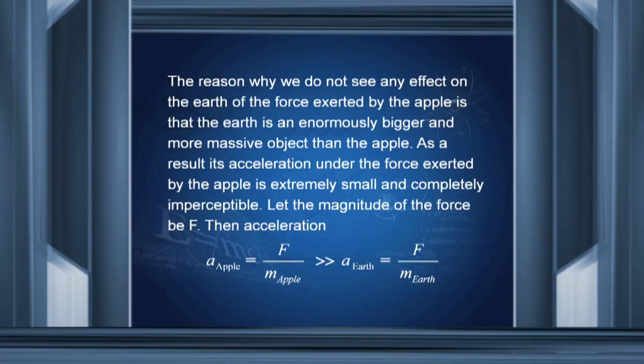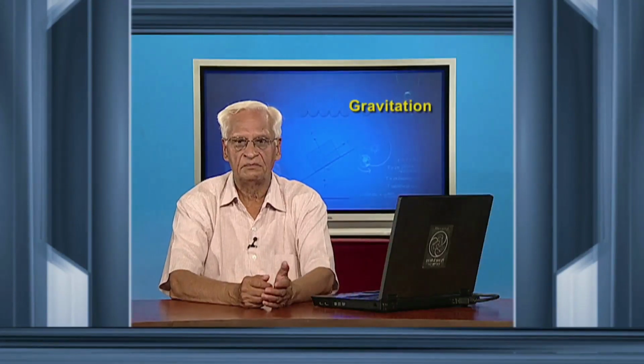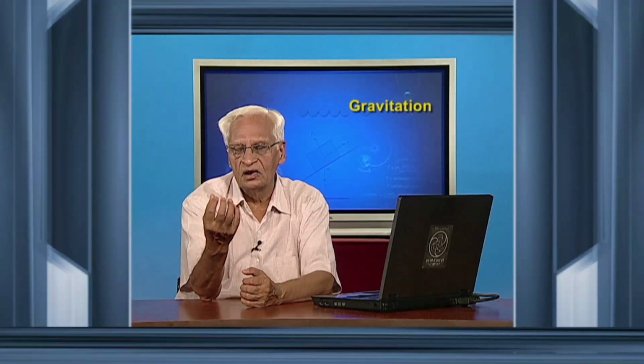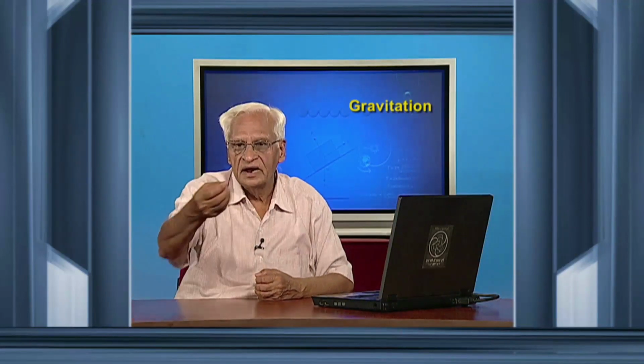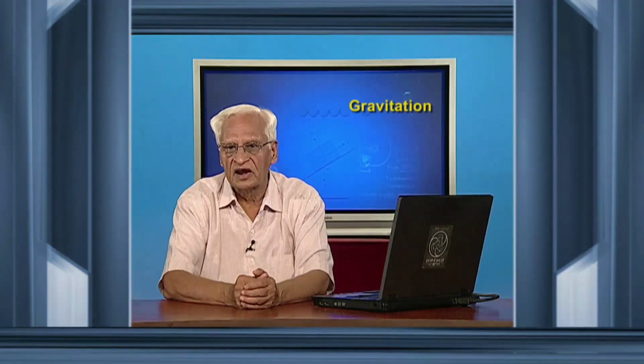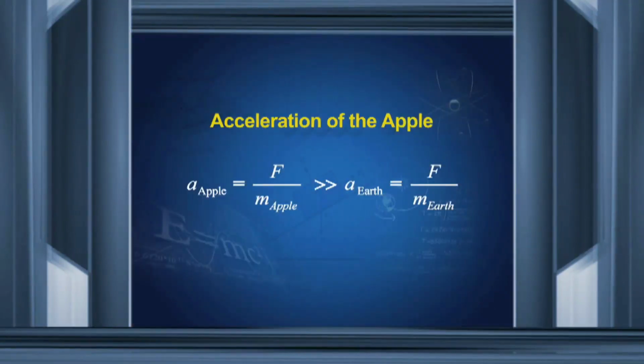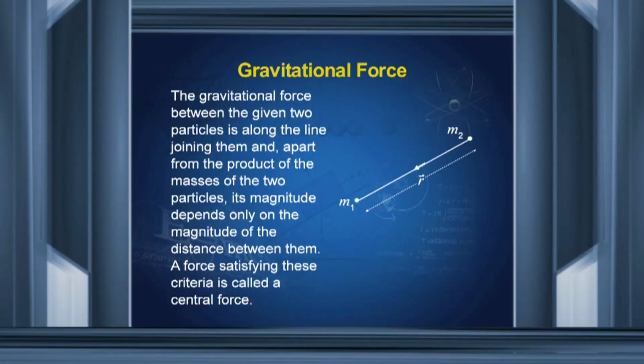The reason why we do not see any effect on the earth of the force exerted by the apple is that earth is an enormously bigger and more massive object than the apple. So, the poor apple is very small, the earth attracts it, it shows. The earth is huge and the attraction of the apple is very little, and therefore, it does not show. You can see the acceleration of the apple is F by the mass of the apple, which is much larger than the acceleration of the earth under the same force F, and the mass of the earth is huge.